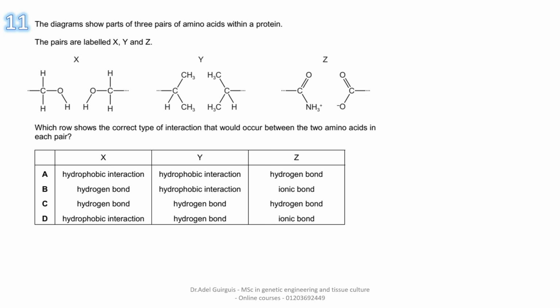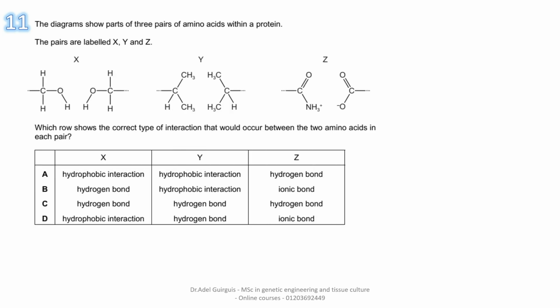Number 11. The diagram shows parts of 3 pairs of amino acids within a protein. Each pair consists of 2 amino acids within a certain protein. The pairs are labeled X, Y, and Z.